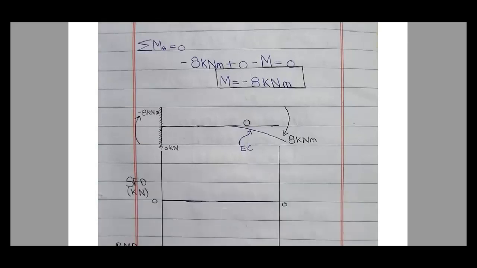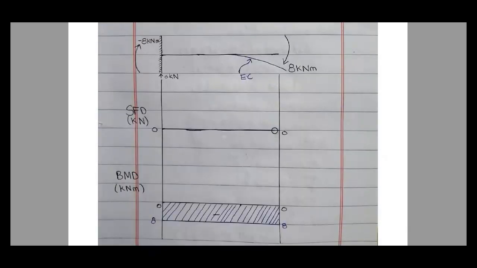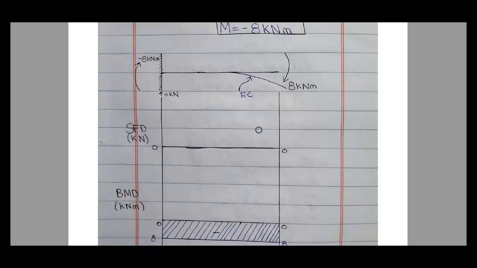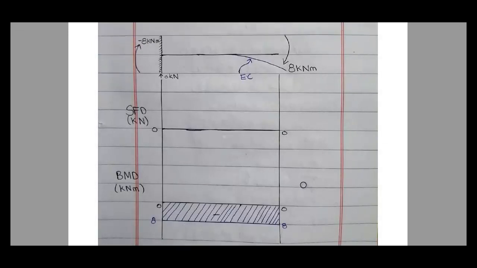So here are the equations for shear and bending moment. Now if I look at the final diagram, the final diagram appears fine to me. The shear force is 0 and the bending moment has a constant value throughout the span with a negative sign, minus 8 kilonewton meter. So this seems fine.